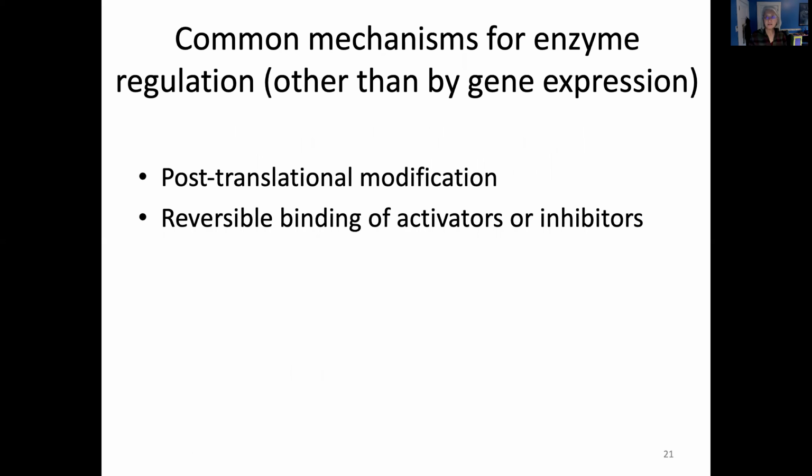Okay, so let's finish off this discussion by considering some common mechanisms for regulating enzymes other than by gene expression. Two of them that you should be thinking about are post-translational modification. Any type of post-translational modification can change the activity of an enzyme in a variety of ways, increase it or decrease it. And then there's reversible binding of activators or inhibitors. These can be small molecules or proteins, but they can change the kcat, Km, or Vmax of an enzyme.